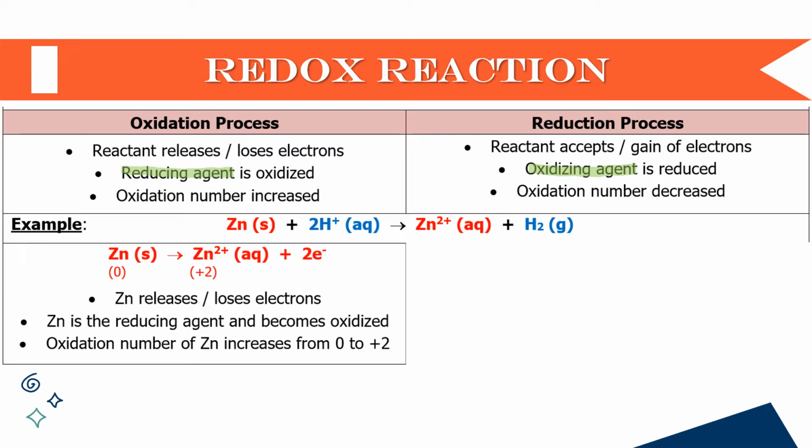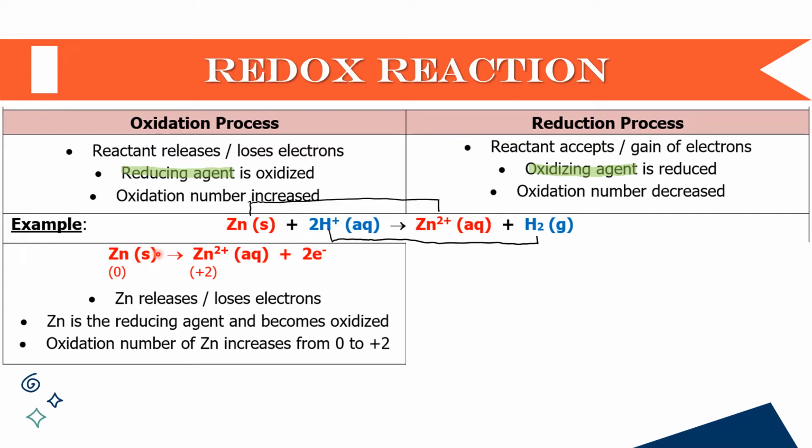What you can do is pair with the same element, meaning zinc with zinc, and then hydrogen with hydrogen. And then write down the half equation. This is what we call a half equation. So zinc produces zinc 2+ plus 2 electrons. This is the half equation that occurs.